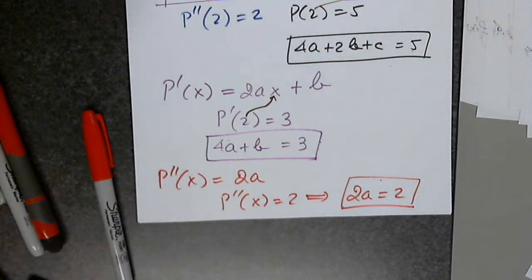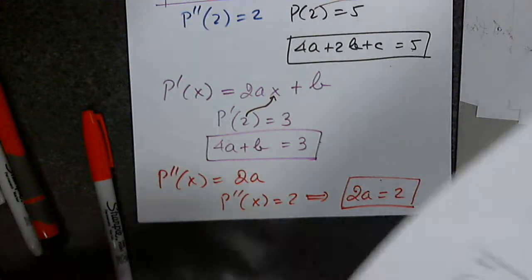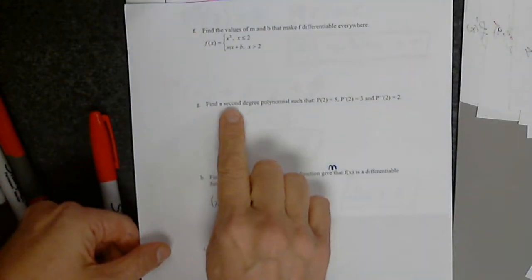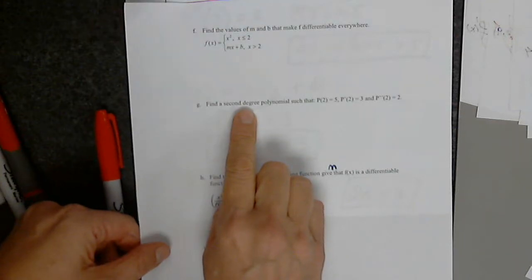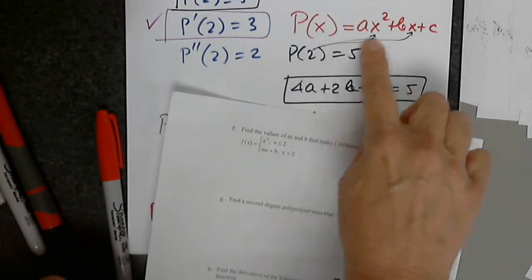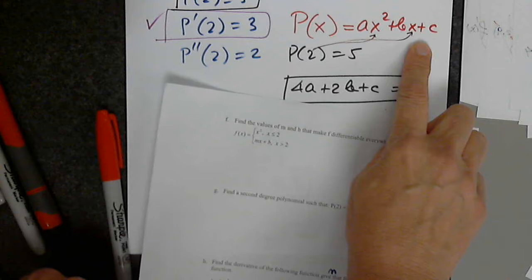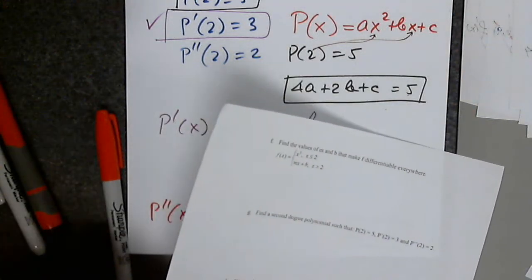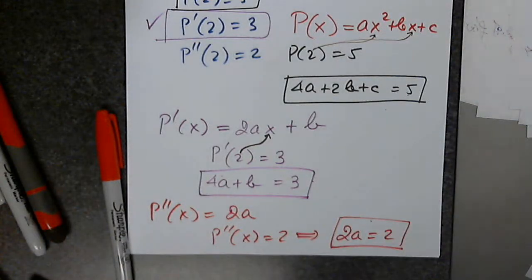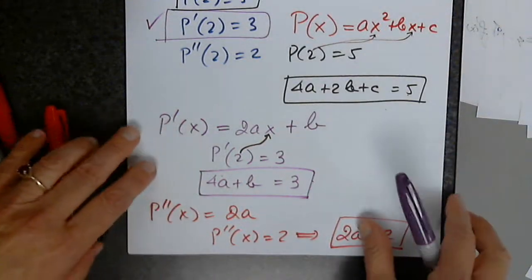Let's put them together. Yes, Tony? Why does the quadratic equation work there? This is what we are told. Let's read the problem one more time. Find a second degree polynomial. Second degree means quadratic, and this is the general form of a quadratic polynomial. Something times x squared plus something times x plus something. Very good. Next.